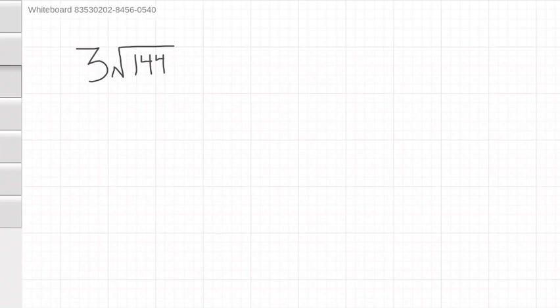What if we had something like 3 square roots of 144? How would we simplify that? Well, we would simplify what's in the radical sign, and we would get 12. And since 3 square roots of 144 just means 3 times the square root of 144, we would multiply our answer, what we got, which is 12, by 3.